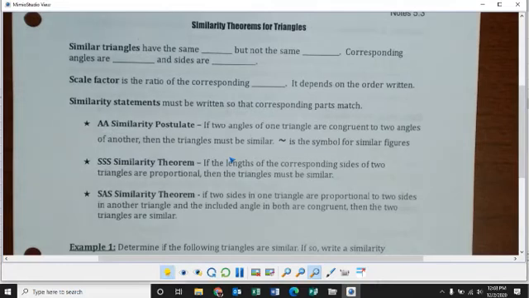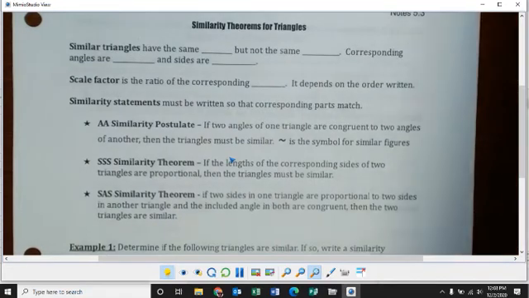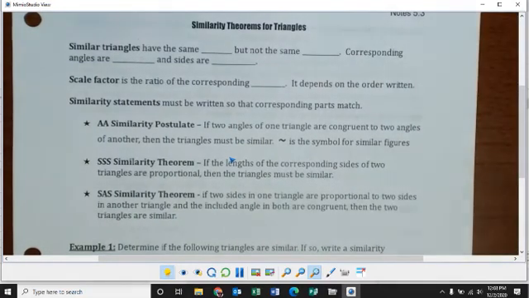More to a fabulous edition of Coach Duhon's Geometry Notes. Today we're going to talk about similarity theorems for triangles. Okay, we've talked about this before.